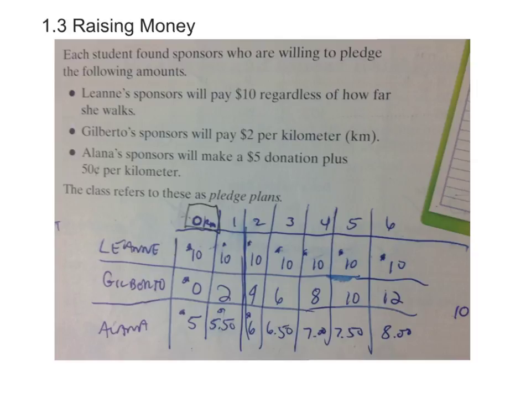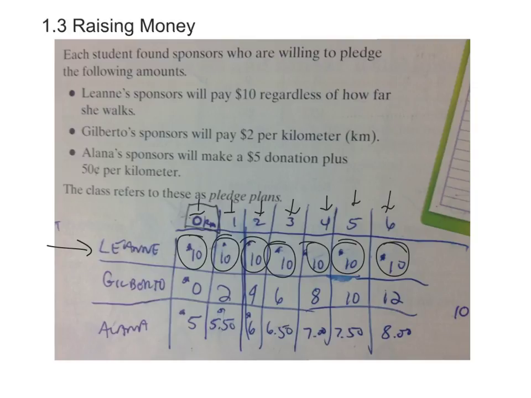And so what you can see is this represented in the table I created, where Leanne, no matter how many kilometers she walks, okay, so this isn't time now, this is kilometers, she gets paid a certain amount, and she's getting paid $10 no matter what, and that's represented in each individual line. So you notice it doesn't go 10, 20, 30, 40 because no matter how far she walks, she's getting 10. She might as well not even walk in reality.